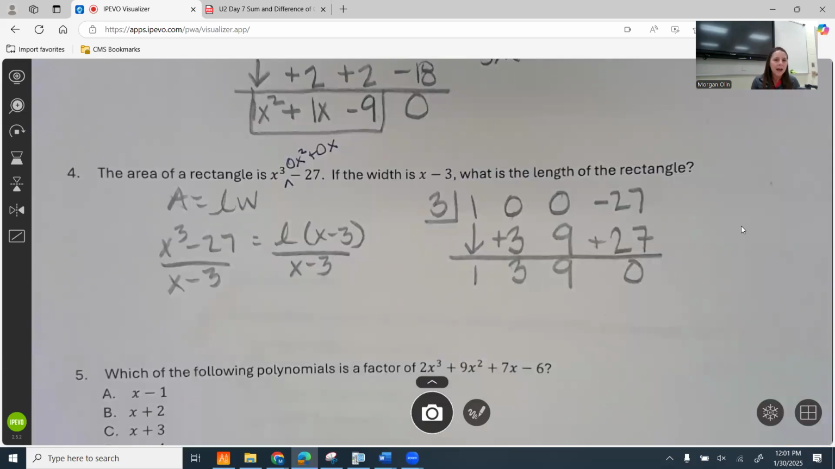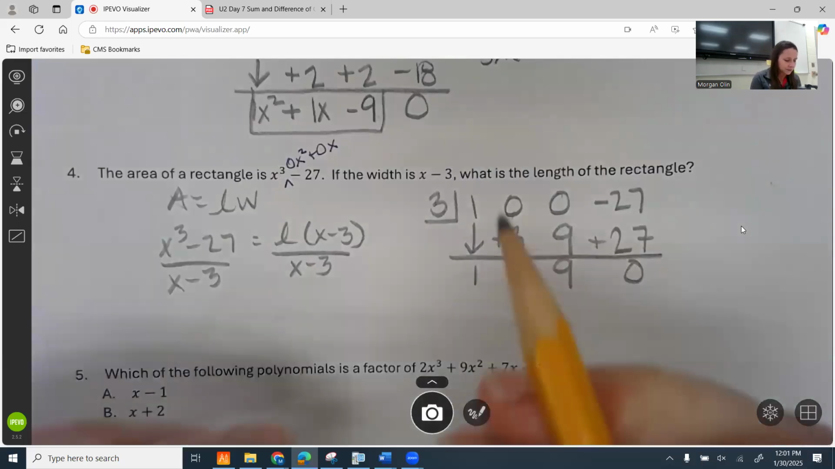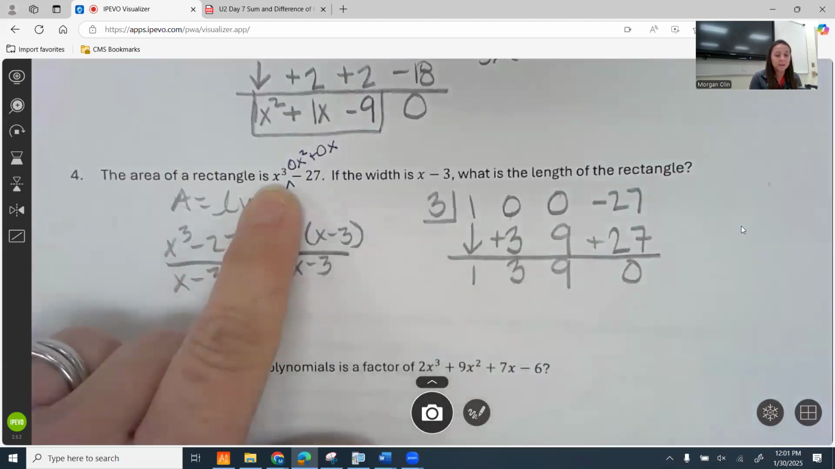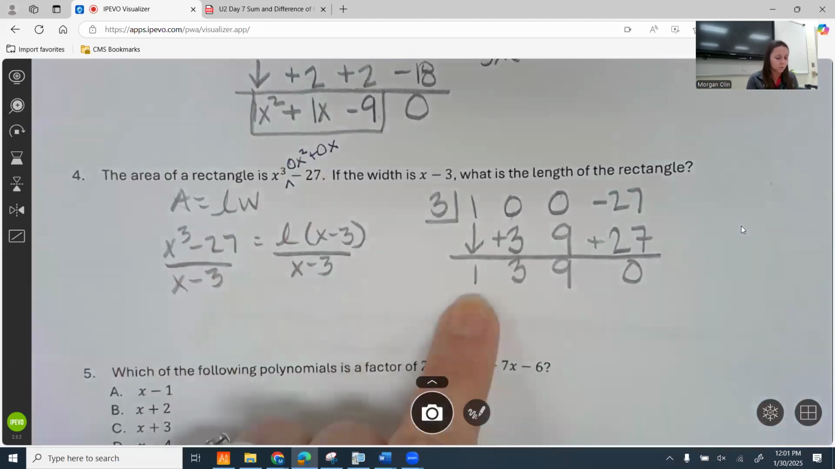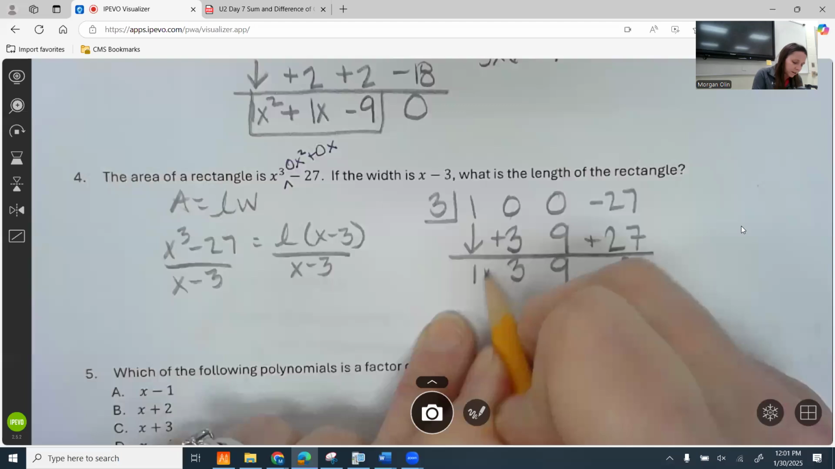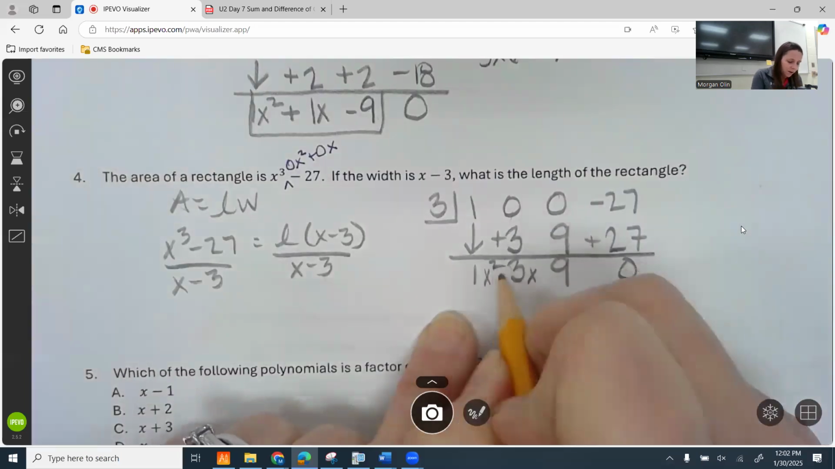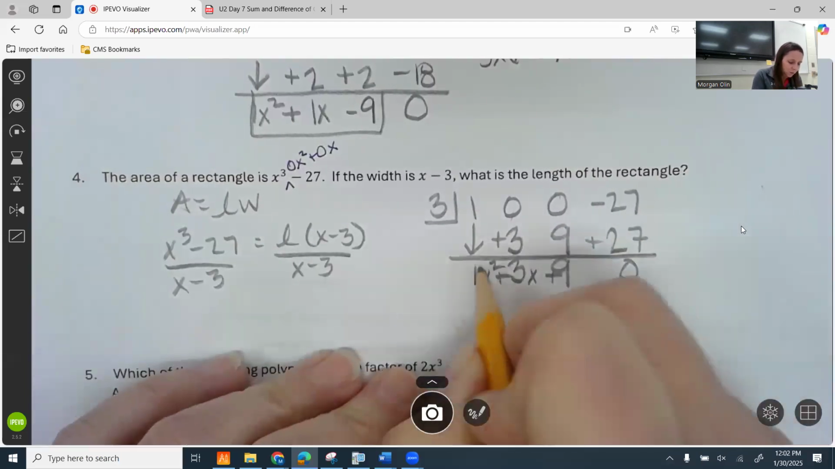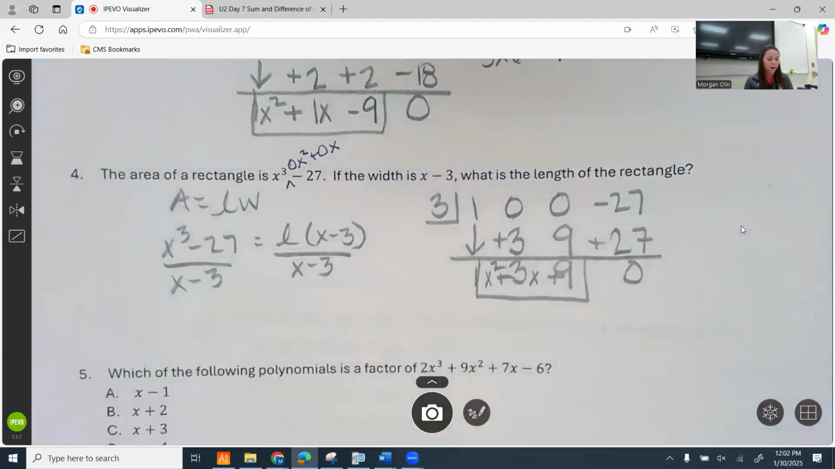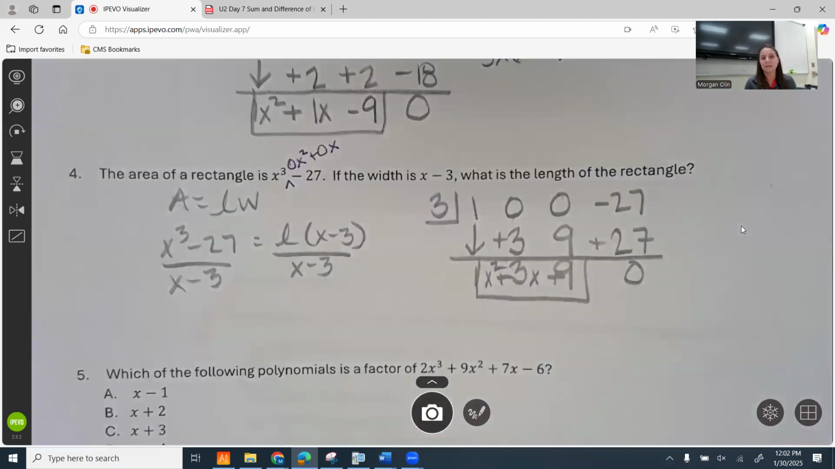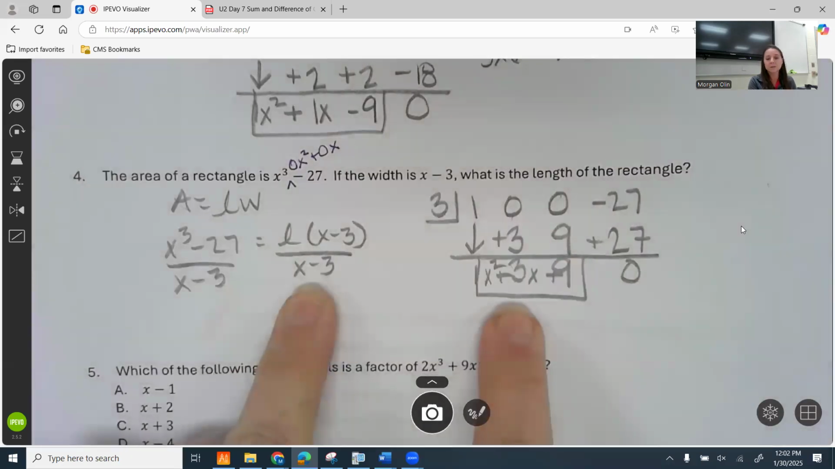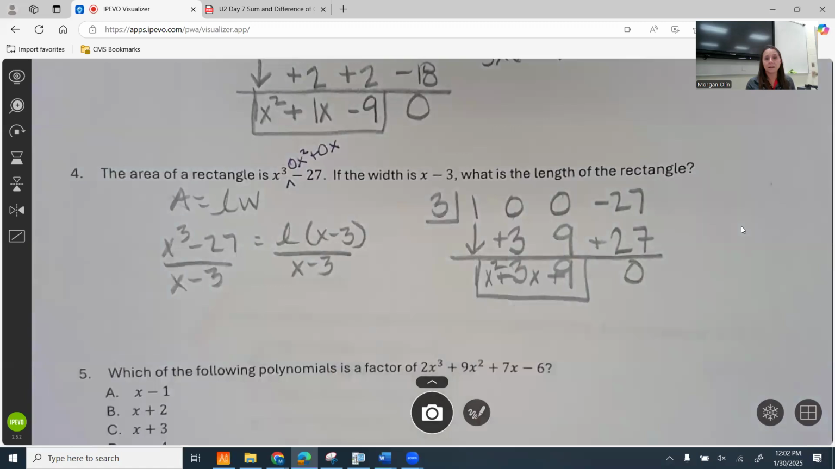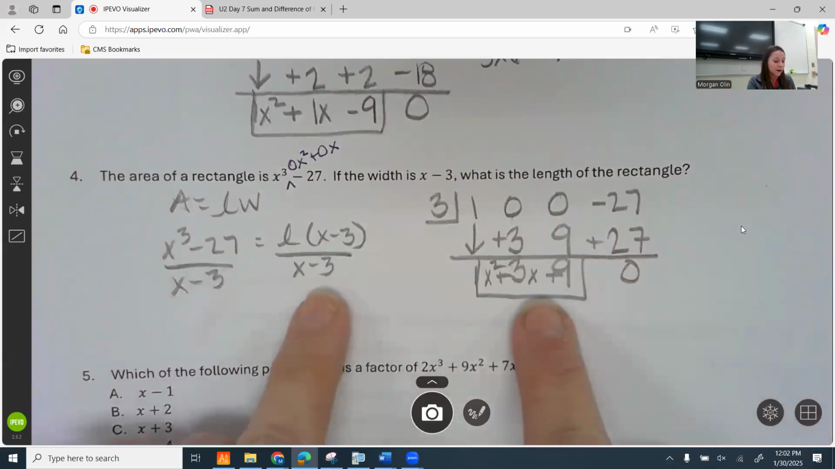Now what I have is I divided by something that was x cubed. So what should this start with? X squared, and therefore that's x. I don't have any negatives, so do pluses. So this is the length of my rectangle. That's the thing that's left. And basically, x minus 3 times x squared plus 3x plus 9 is the length, if I were to multiply that out, would be the area of the rectangle.